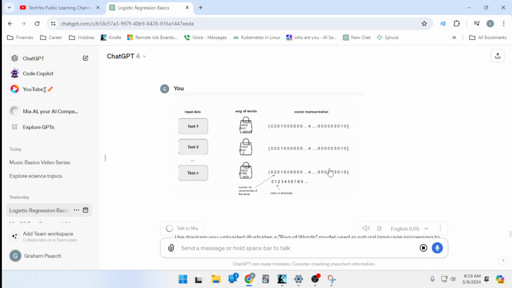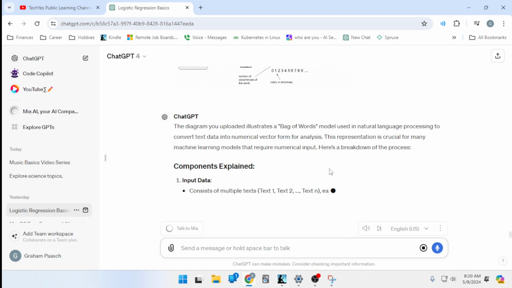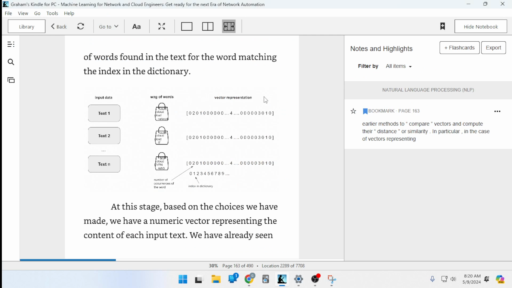The diagram you uploaded illustrates a bag of words model used in natural language processing to convert text data into numerical vector form for analysis. This representation is crucial for many machine learning models that require numerical input. Here's a breakdown of the process. Components explained. Input data consists of multiple texts, text 1, text 2, text n, each being a document or data entry. Bag of words. This is a simplification where the text is represented as a set of its words, disregarding grammar and word order but keeping multiplicity.